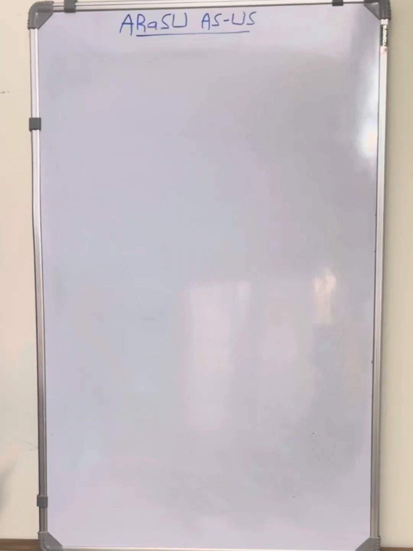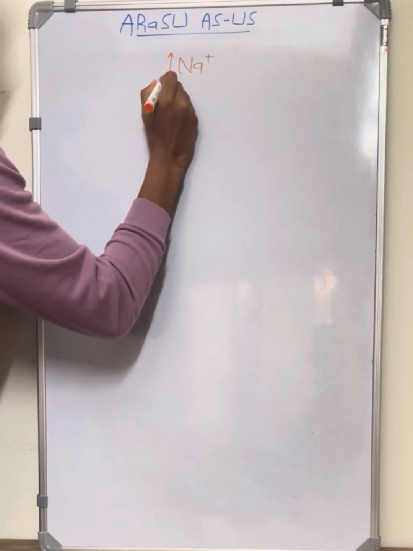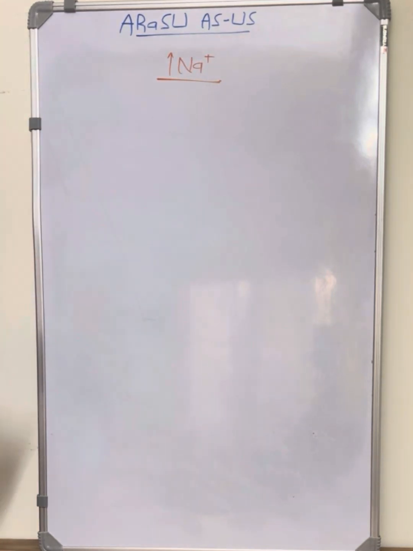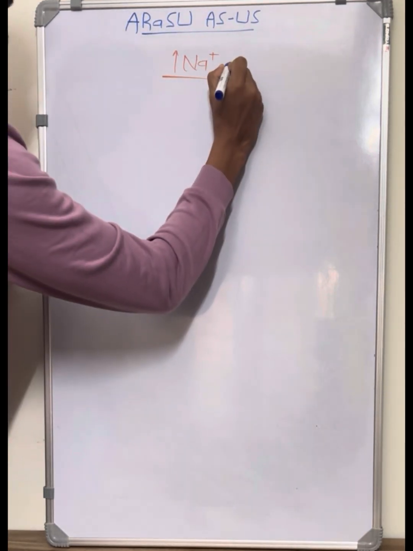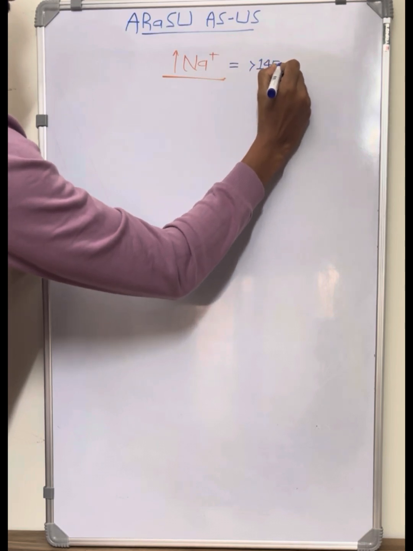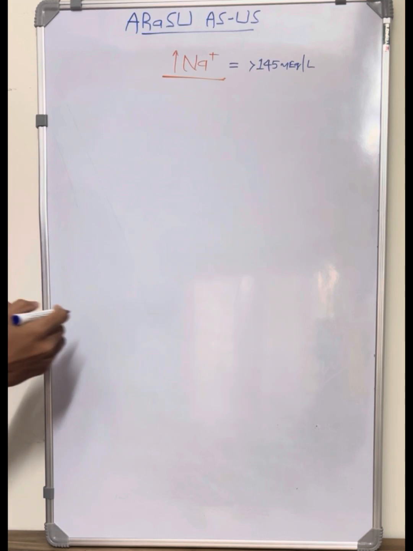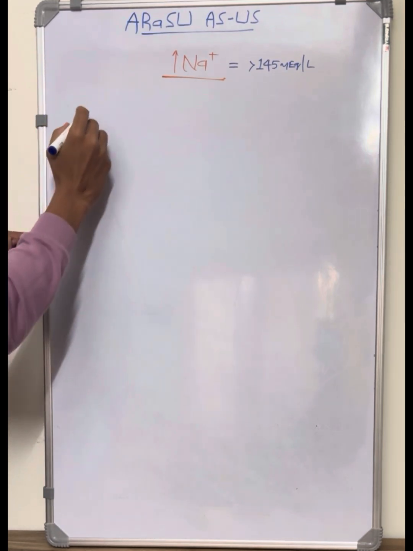Hello everyone. Today we will discuss hypernatremia. Whenever we see hypernatremia in any patient, how do we evaluate it practically? Hypernatremia is a serum sodium level of more than 145 milliequivalents per liter. When we get this value, we should have a clear picture of three things.